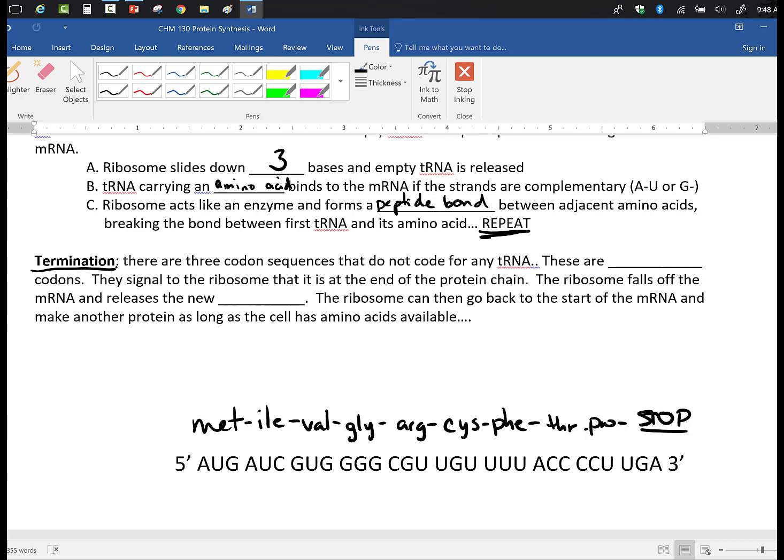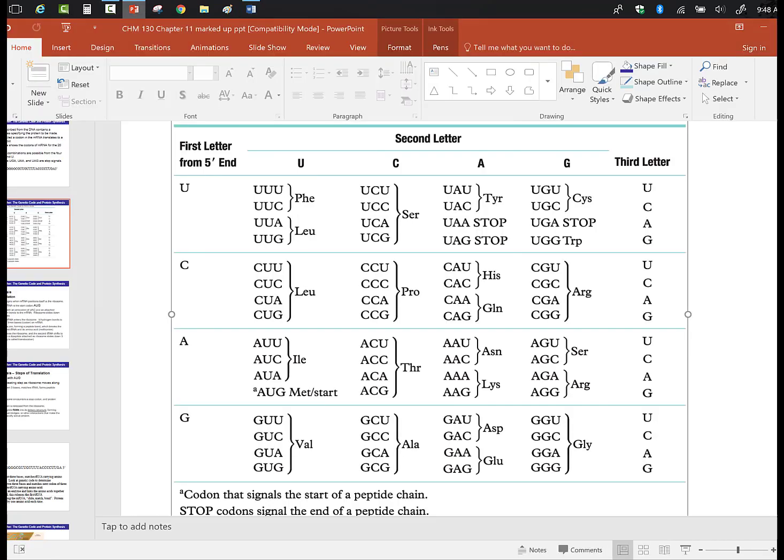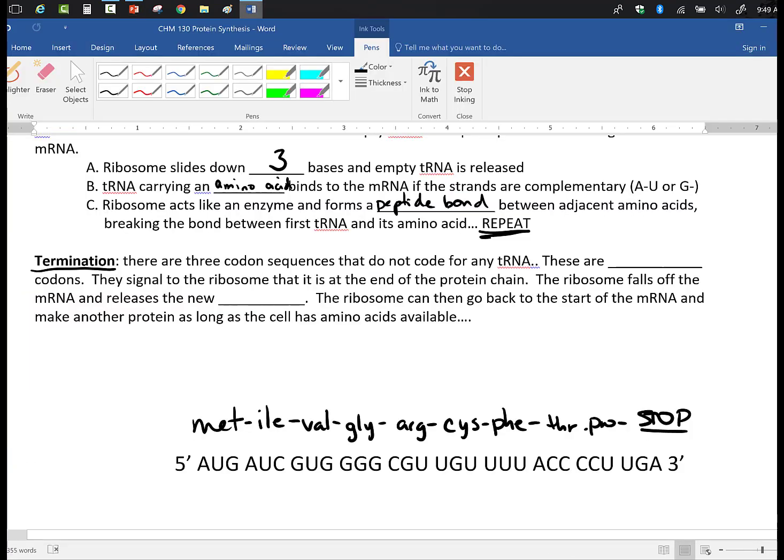So you saw 3 codons. There are 3 of them in this upper right corner, UAA, UAG, and UGA. And those say stop. That means that they do not code for any amino acid. They do not have a tRNA that will fit. So a couple try to fit, nothing will fit, and that's the signal to the ribosome to release the new protein, to release the mRNA, and to let it go. And so it's done. These 3 base codons that don't code for a tRNA are called stop codons. They signal to the ribosome that it's at the end of the chain.